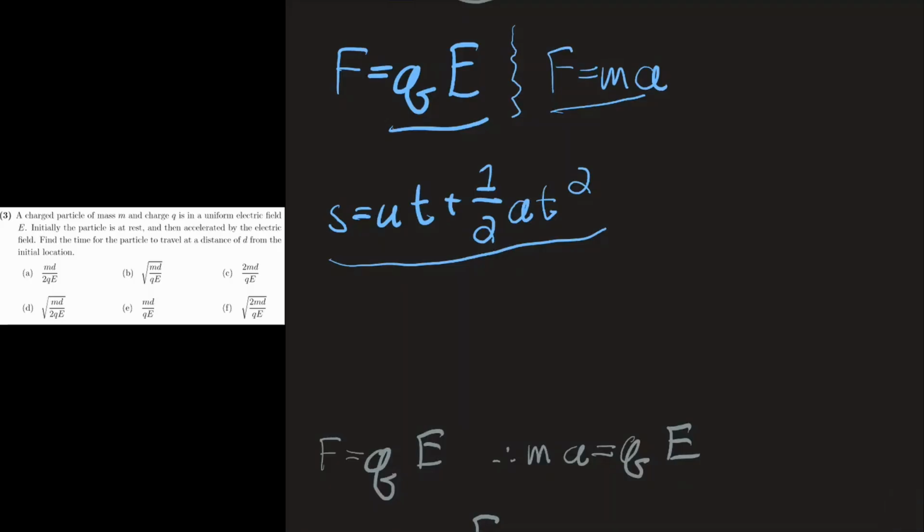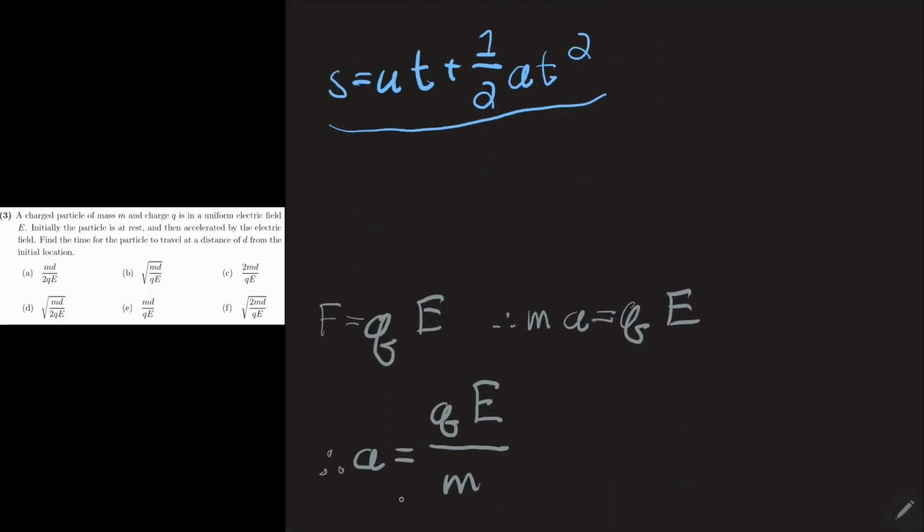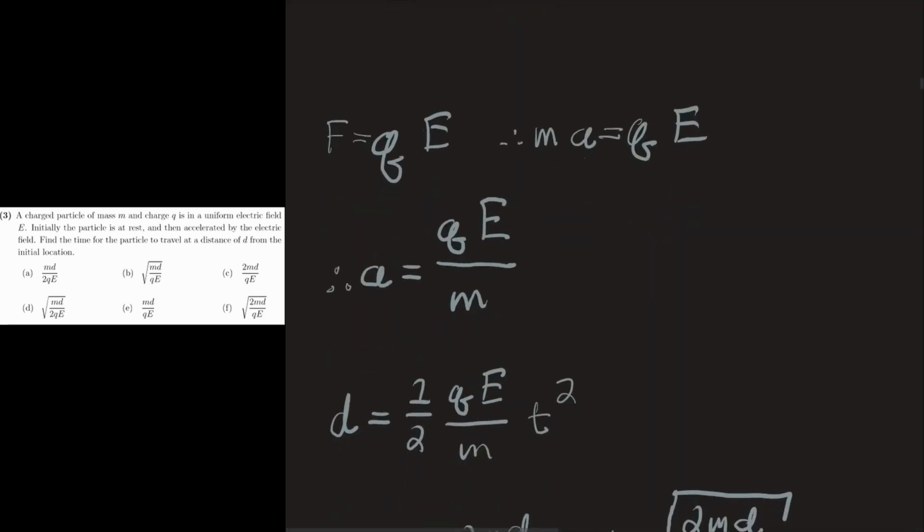So we can rearrange this to find what the acceleration of our particle is. And so we can then use the SUVAT equation right here. The particle starts at rest, so the initial speed is 0. So we have the displacement, which in this question is the distance d, is equal to 1 over 2 times qE over m, which is just the acceleration, right? We just sub this in, times t squared.